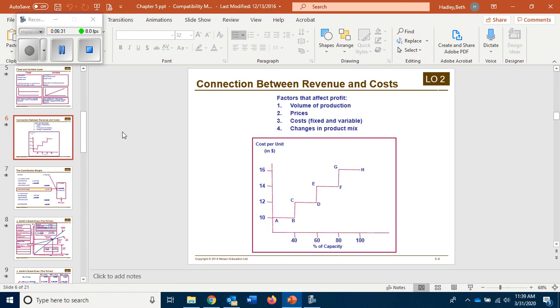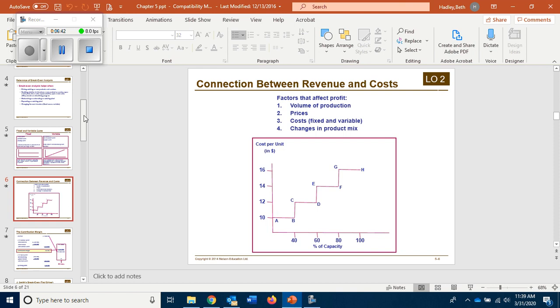At this point, we are at the 6 minute and 30-second spot, so I'm going to stop it there. That is your introduction to fixed, variable, and semi-variable.